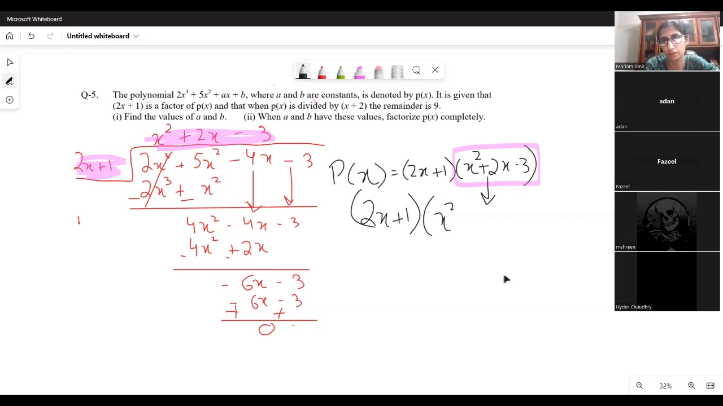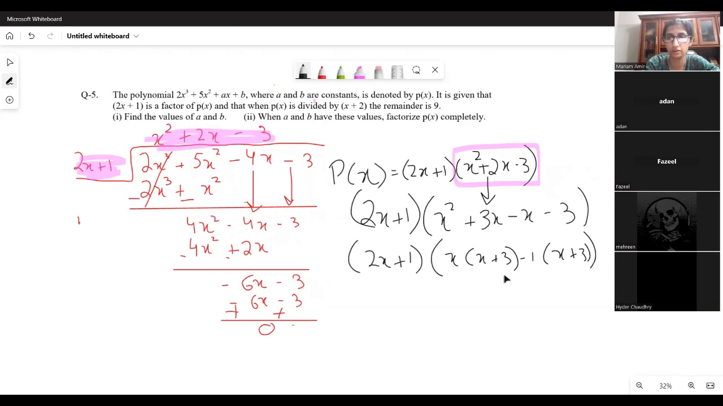X square minus x plus 3x minus 3. So 2x plus 1. X is common, x minus 1 is common, x plus 3. And this would be 2x plus 1, x minus 1, and x plus 3. This is p(x) completely factorized. Okay. Question 6.